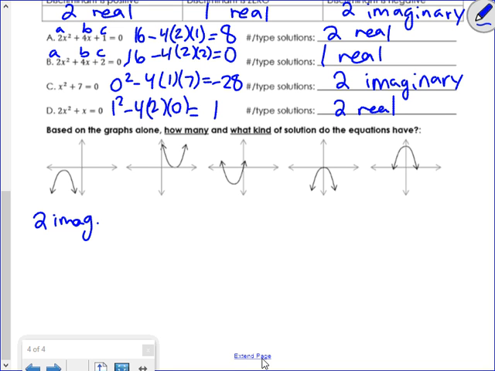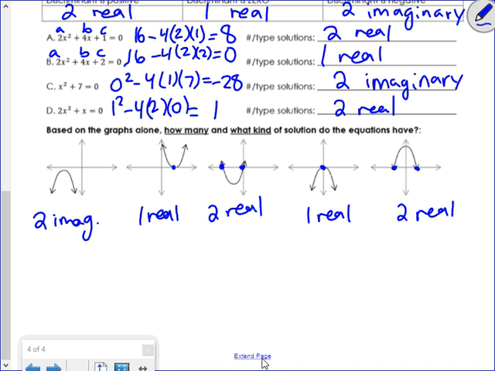What about this one? 1. So it only hits the x-intercept in 1 spot. So it has 1 real solution. What about this one? 2. So it hits the x-intercept, or sorry, the x-axis in 2 spots. So it has 2 real solutions. What about this one? This one? 2 real.